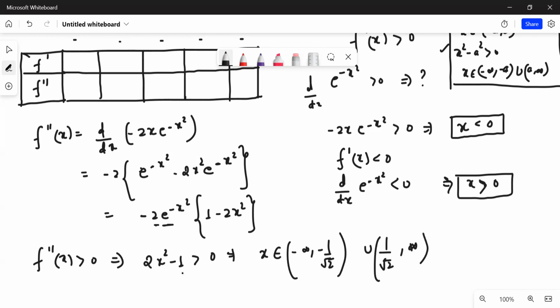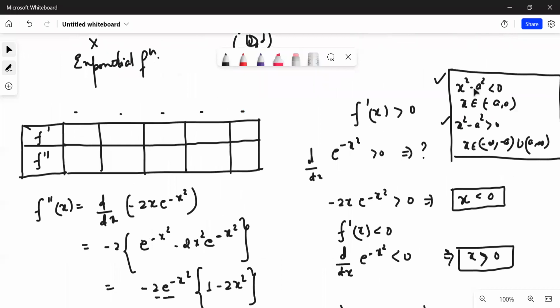Don't get confused. Put this 2 here. Write this a square as 1 upon root 2 whole square. Put this 2 below, like divided by 2. This will be x square minus 1 by 2. Write 1 by 2 as 1 by root 2 whole square.